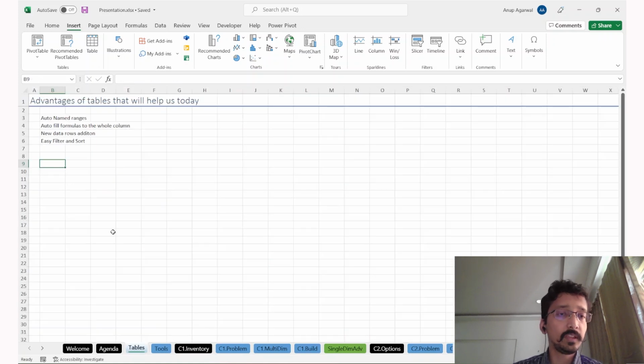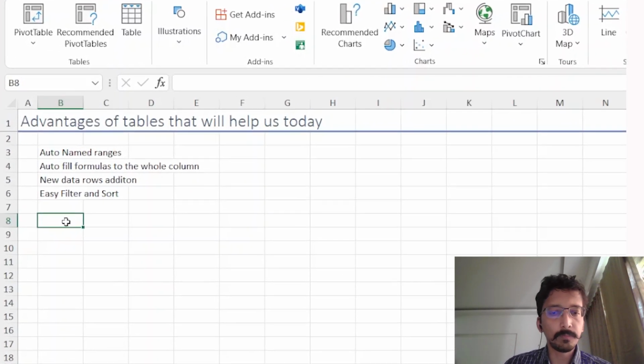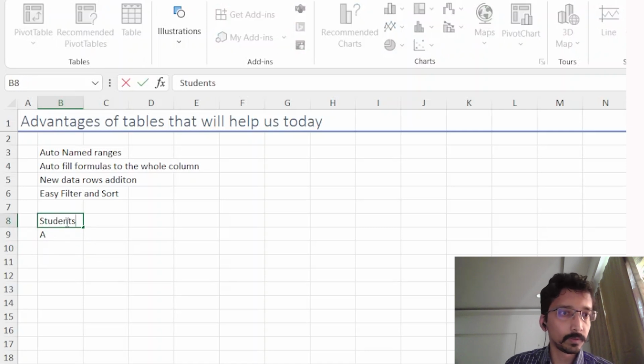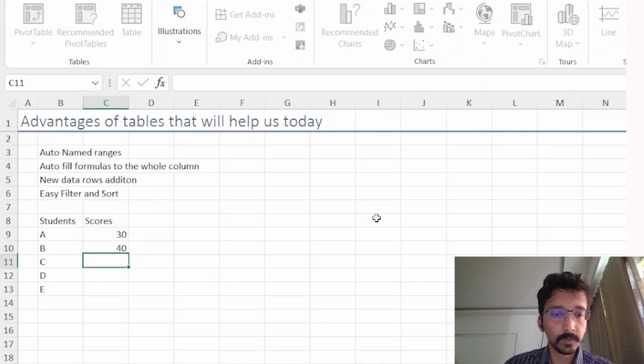So the first thing we will do here is review Excel tables. You might be familiar with Excel tables. So let's say you have some students, let's say 5 of them, and their scores out of, let's say, 50 in an exam.